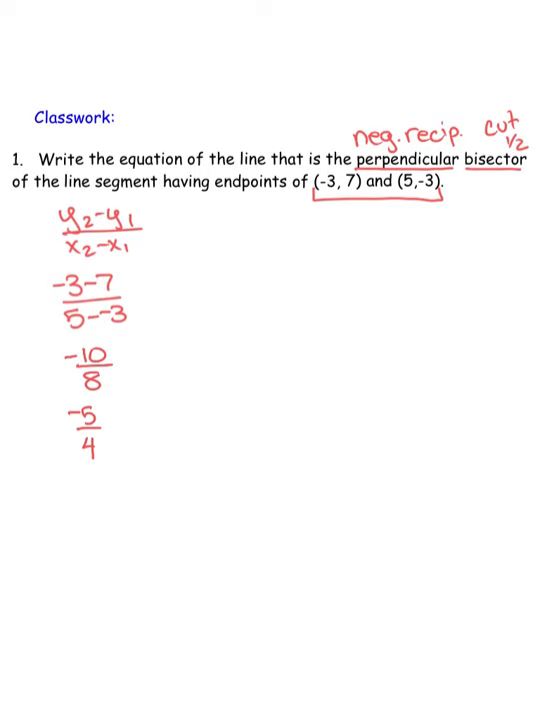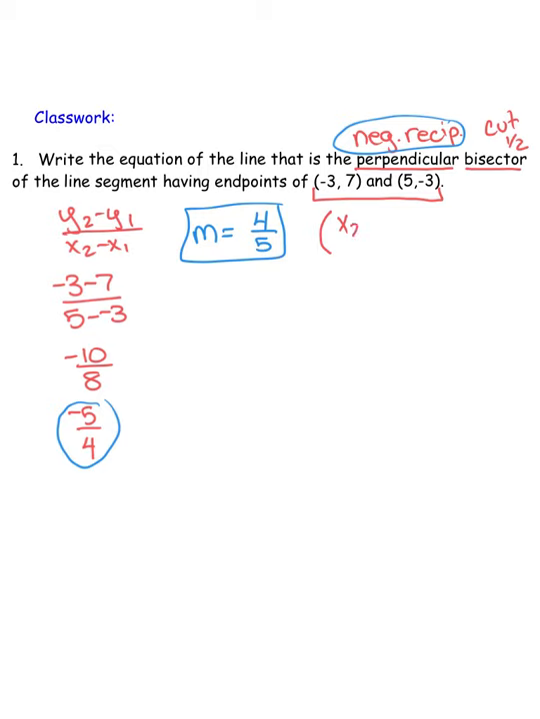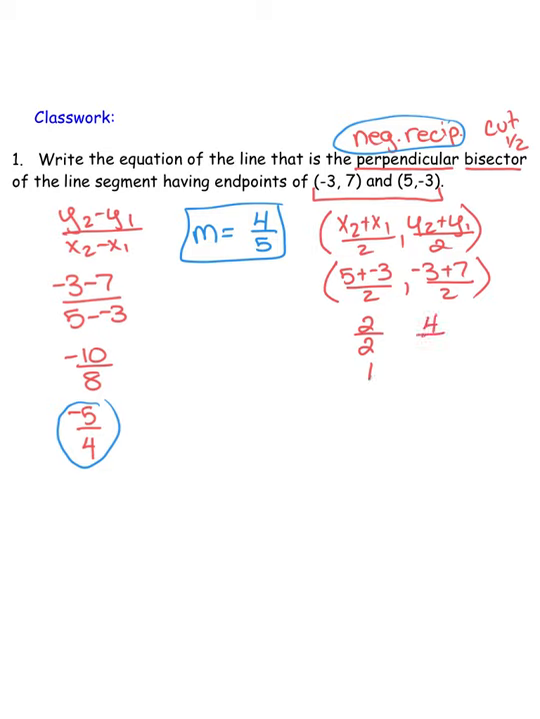Now I want the negative reciprocal slope because it's perpendicular. So my slope is going to be this flipped and negated. So 4/5. That's my slope. Now, since it says bisector, I need to cut that in half. I need to find the midpoint. So x2 plus x1 over 2, y2 plus y1 over 2. So if I do 5 plus negative 3 over 2 and negative 3 plus 7 over 2, this becomes 2 over 2, which is 1. This becomes 4 over 2, which is 2. So the slope is 4/5.